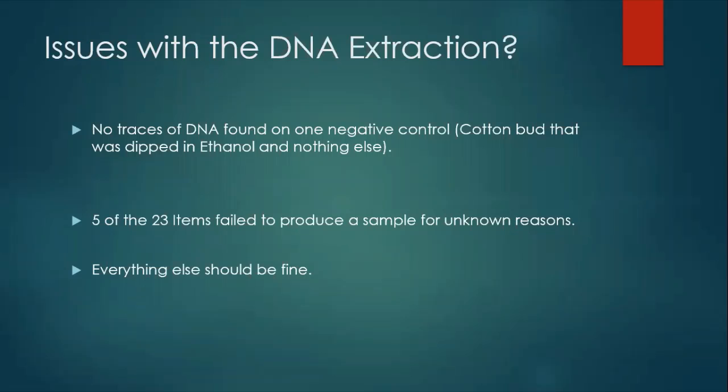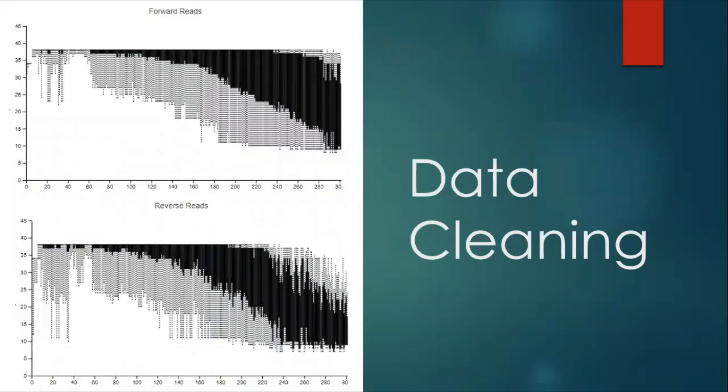However, 5 of the 23 items failed to produce a sample for unknown reasons. We're not exactly sure what happened there, but that should be noted. However, everything else was fine. The 18 other items were perfectly okay. So let's get on to the data analysis.